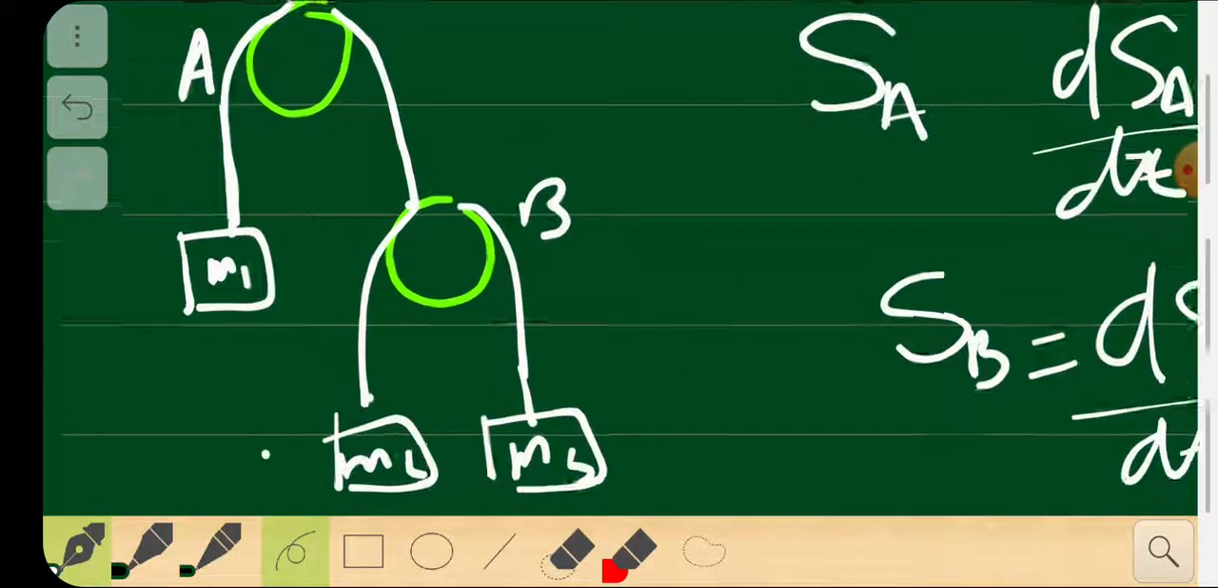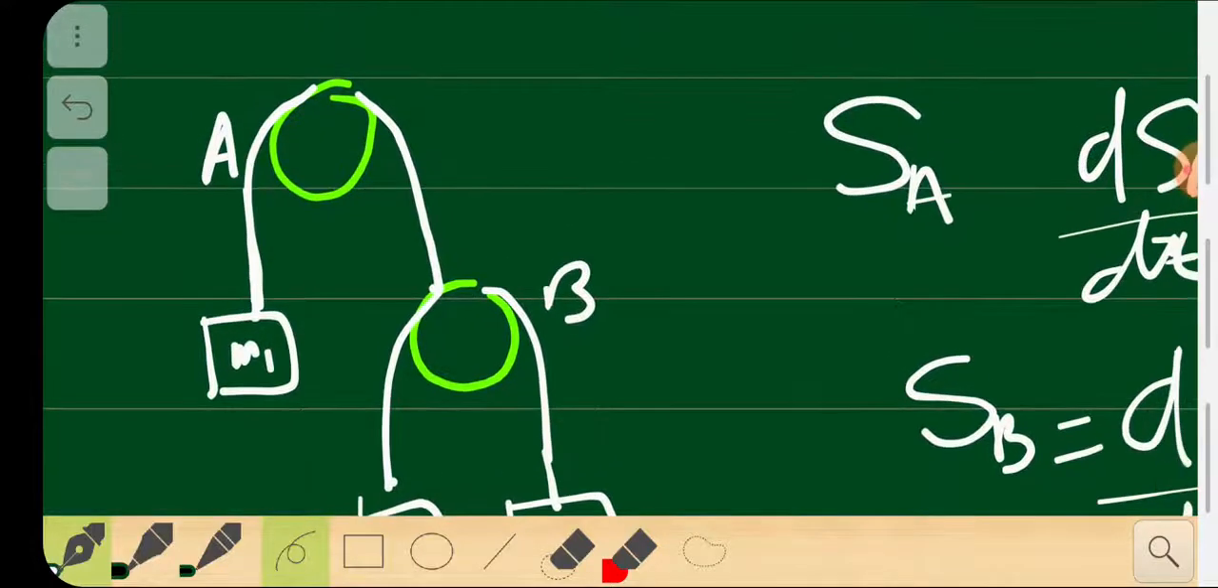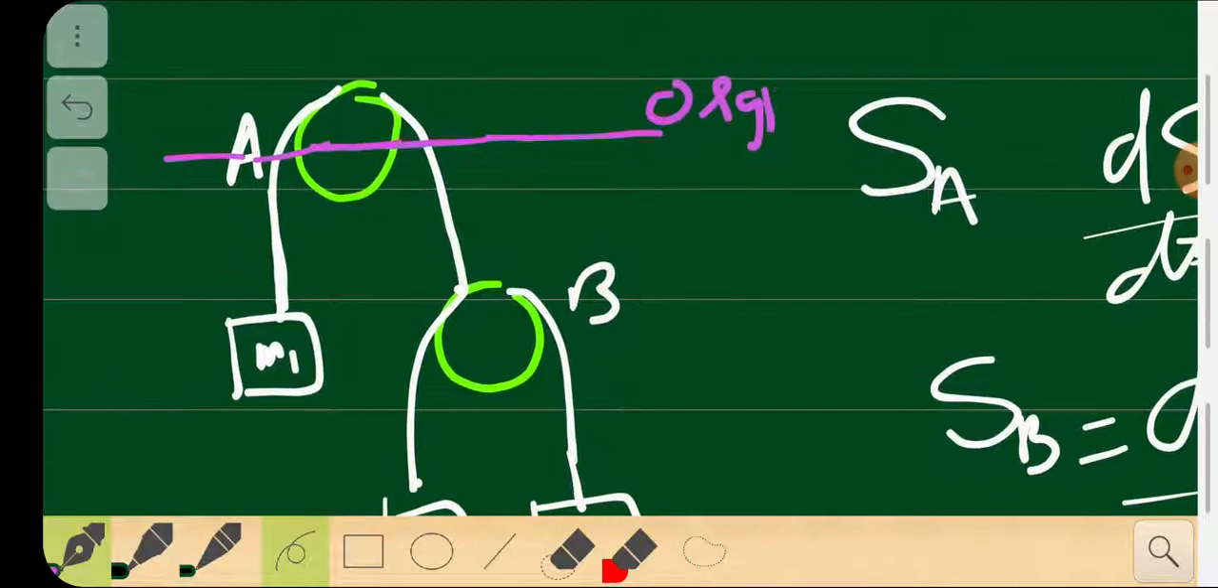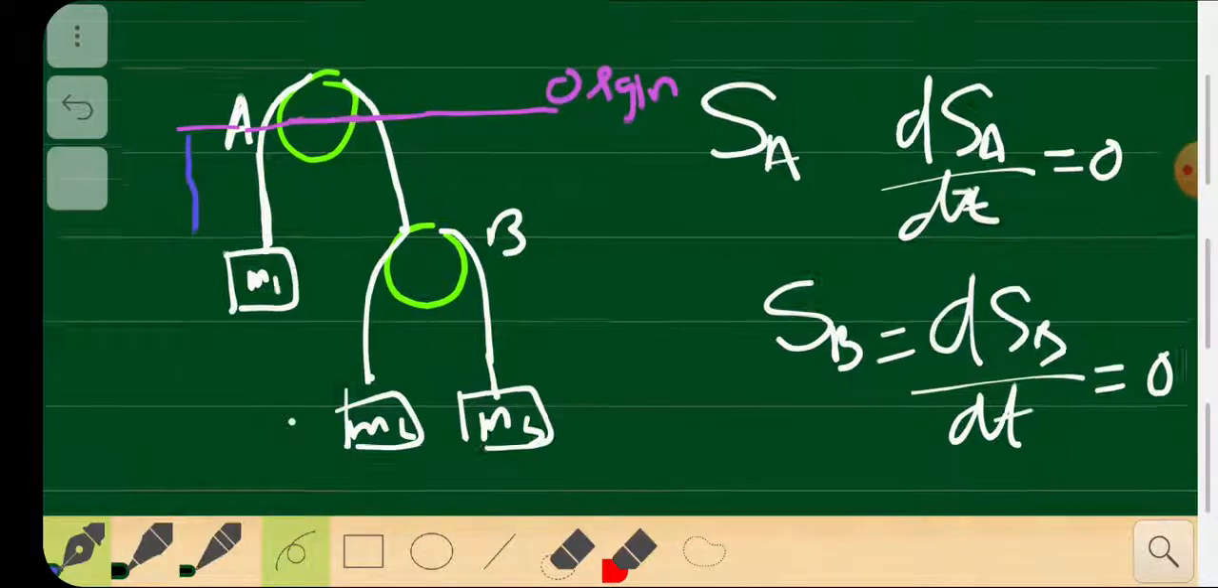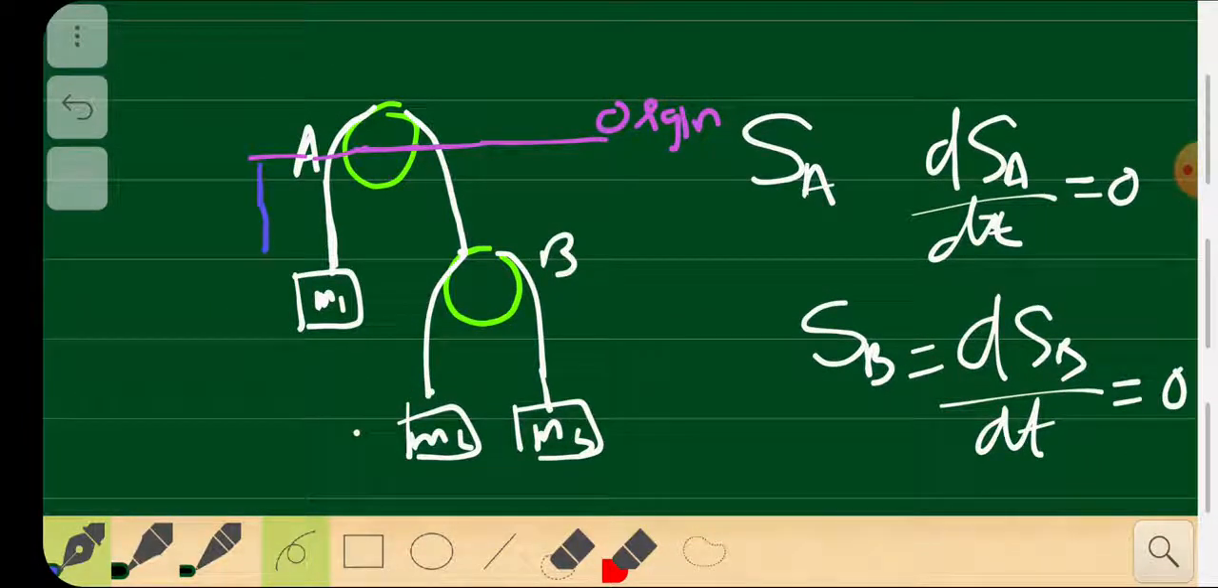For that, I'm going to take the pulley A as the origin. This is my origin now. Now I'm going to draw each distance. M1 will be at some distance, this distance, which I'm going to call L1. And the second pulley distance, this distance, I'm going to call L pulley, pulley B.